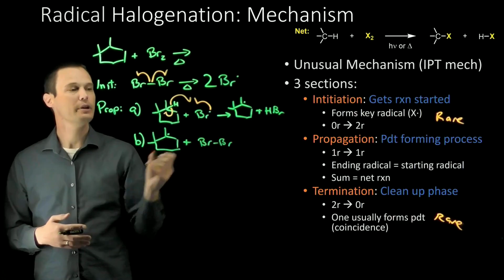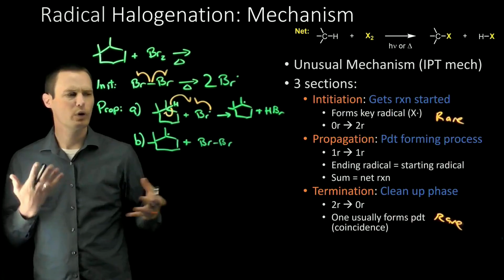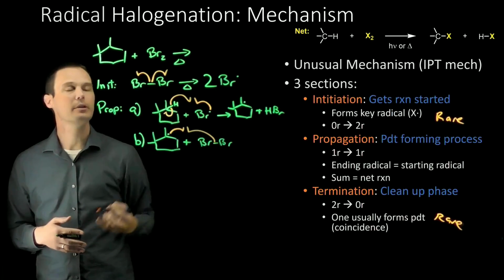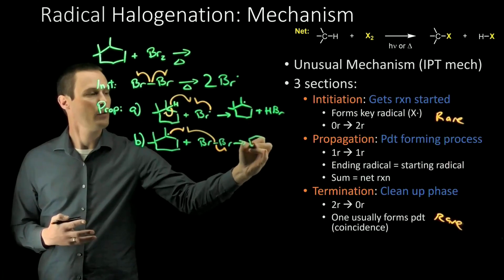We want to form a bond between carbon and bromine. We need 2 electrons for that bond. Where can we get those 2 electrons? We can get 1 electron from the carbon radical and 1 electron from the bromine-bromine bond, and we will form our product.